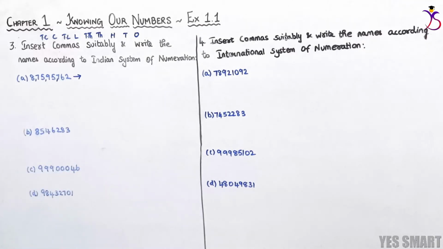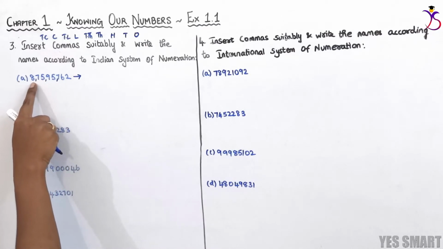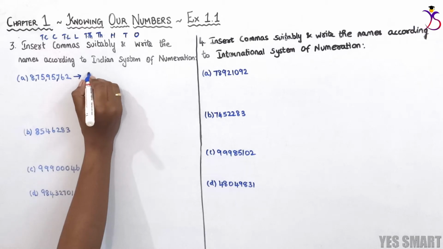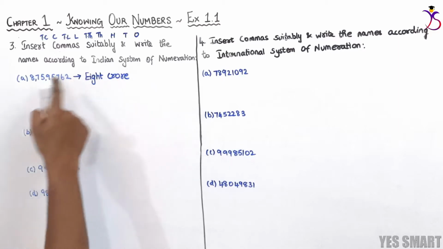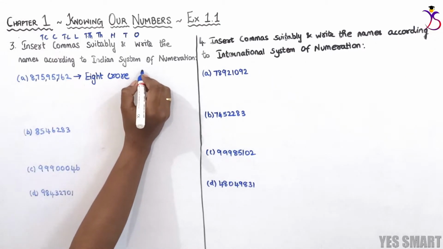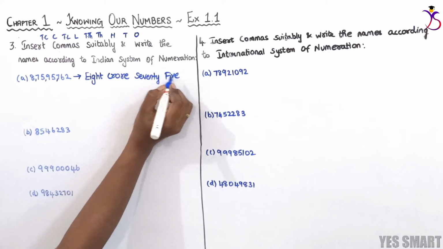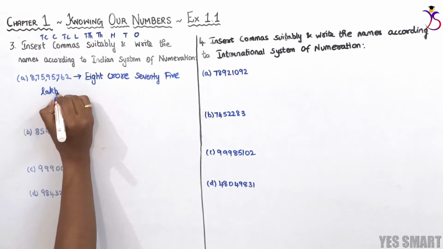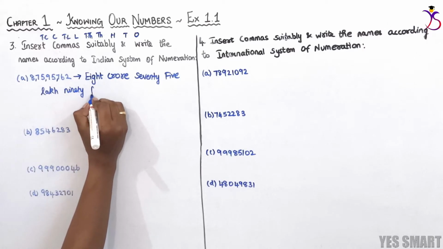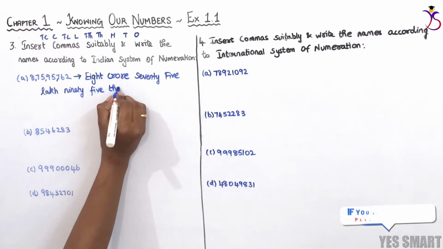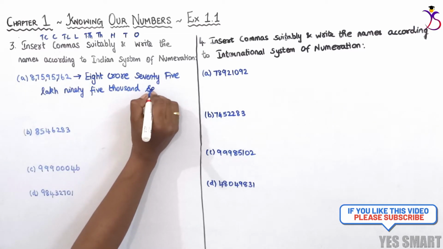Now let's write the number name. Ones, tens, 100, 1,000, 10,000, lakh, 10 lakh, crore. So it should be 8 crore. Next, in the place of lakhs, we have 75. So 75 lakh. Then in the place of 1,000, we have 95. So 95,000. Finally, we have 762. So 762.